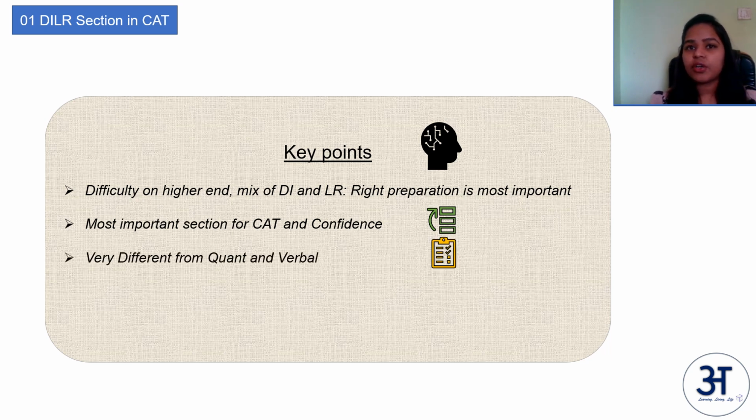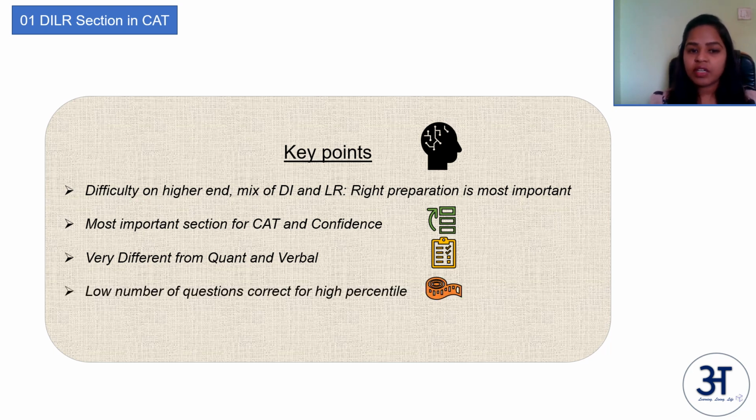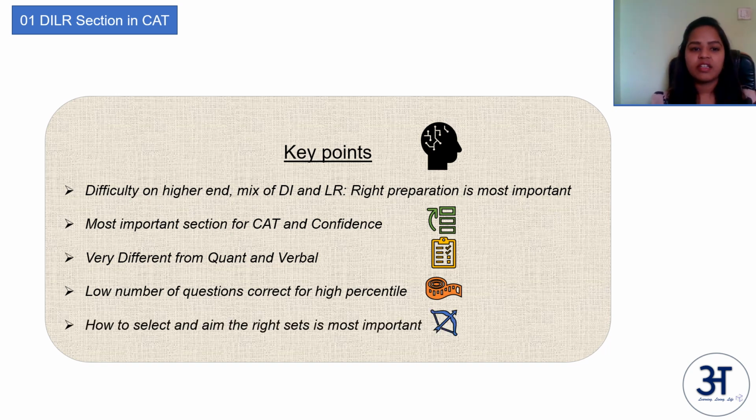It is very different from quant and verbal sections, as I have told just now. The lower number of questions correct for a high percentile is only for this DILR section, right? And how to select and aim at the right sets is the most important part. So preparation is one thing. That is why you need to practice mocks intermittently where you attempt the entire DILR section, because it's very important for you to pick the easy and medium questions and ensure you definitely answer them, and answer a few questions in the difficult sets, right? So let us look at the past paper analysis to understand further what I mean by all of these.